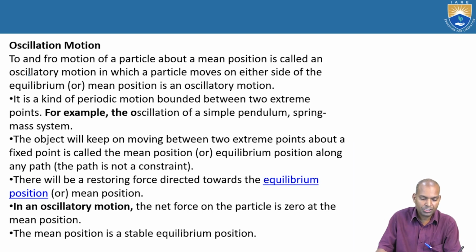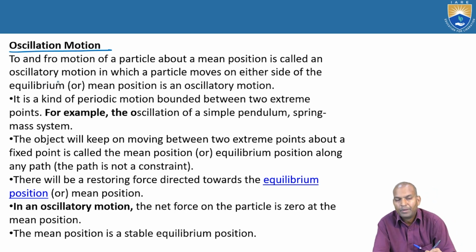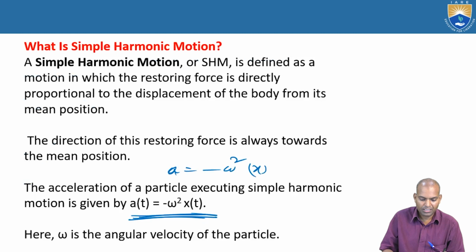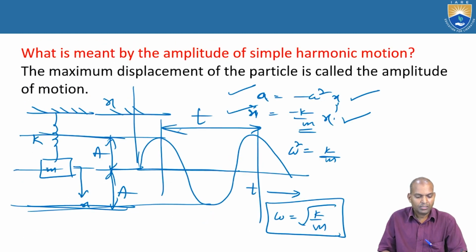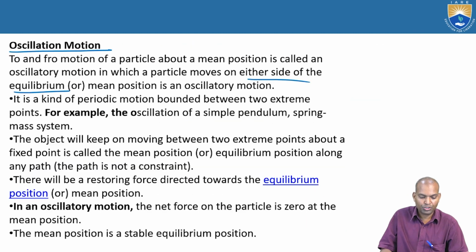Now next is oscillatory motion. What is oscillatory motion? The to and fro motion of a particle with respect to a mean position, in which the particle moves on either side of the equilibrium position, is known as oscillatory motion. That is what we consider here in the case of the spring mass system. The mass moves with respect to the equilibrium position, on either the positive side or negative side, up and down. Then the system is under simple harmonic motion.